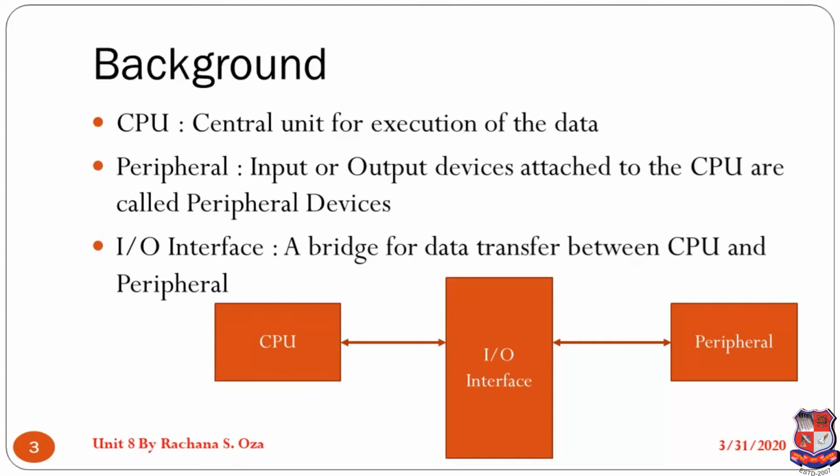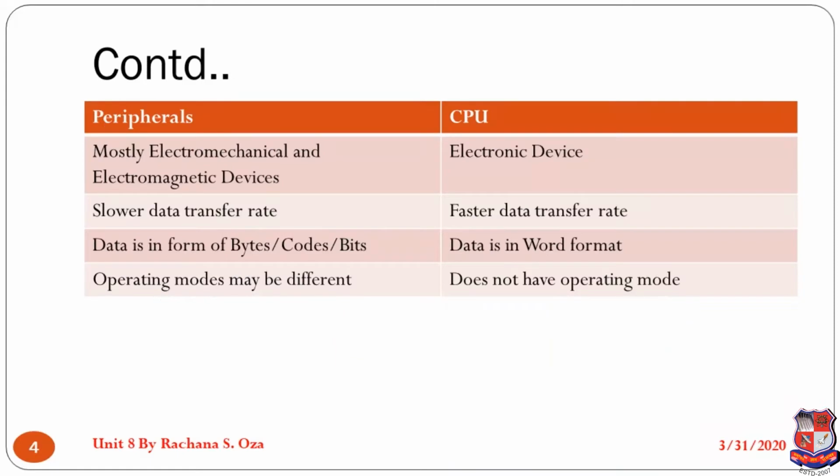Here comes our second entity from our block diagram, peripherals. All the input-output devices attached with the CPU are called peripheral devices. And the third one is an IO interface. You can see that it is a simple bridge between the CPU and a peripheral. Now there are certain questions in your mind. Why do we require this bridge, this IO interface? Why can't a CPU communicate with a peripheral device directly? The answer is over here in the next slide.